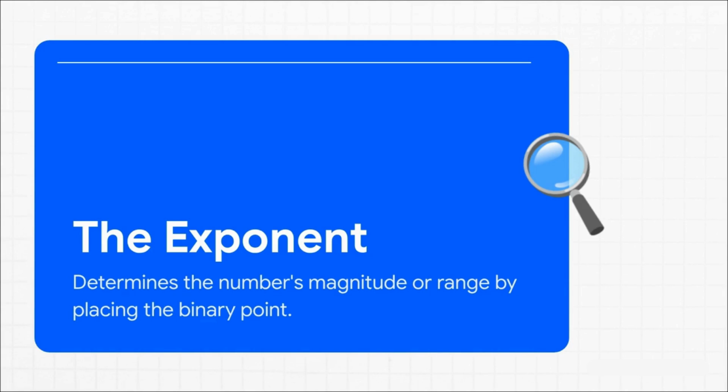All right, next we've got the exponent. This part is all about the scale of the number. It's basically the zoom lens. It tells the computer where to put the binary point. A big exponent means we're zooming way out to a really, really large number. A small or negative one means we're zooming way in on a tiny little fraction.